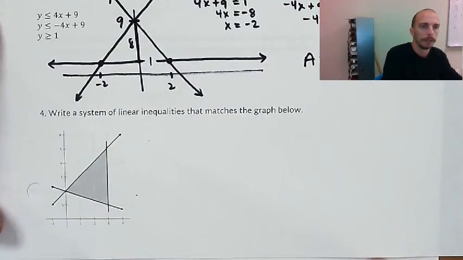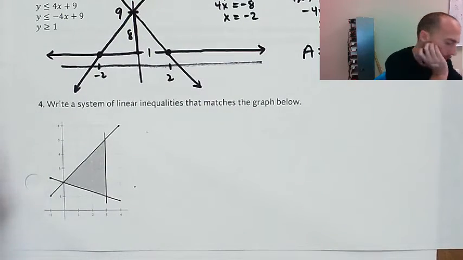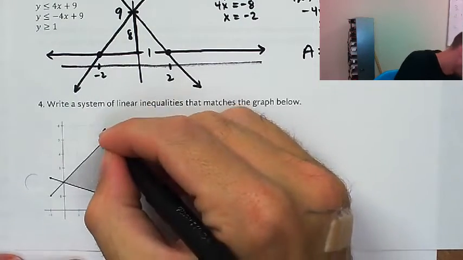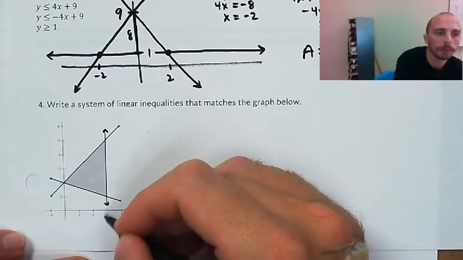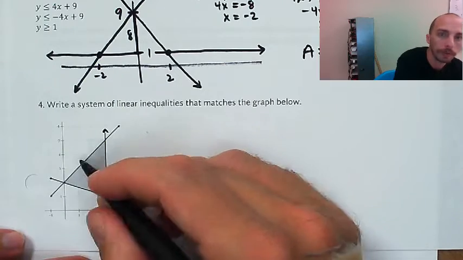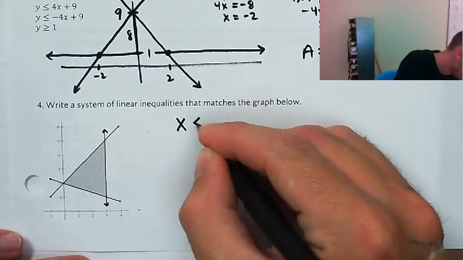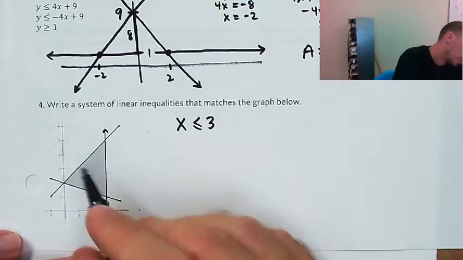Okay. Now, over here, we're going to write a system of linear inequalities that matches the graph. These are all solid lines. A vertical line has an equation like x equals something. So this is the line x equals 3, and we're to the left of it, so I know that x needs to be less than or potentially equal to 3.